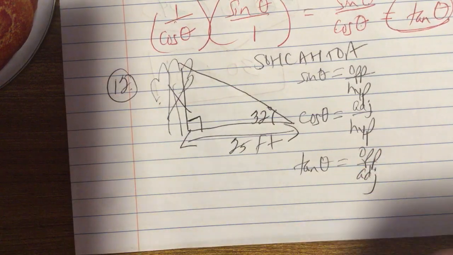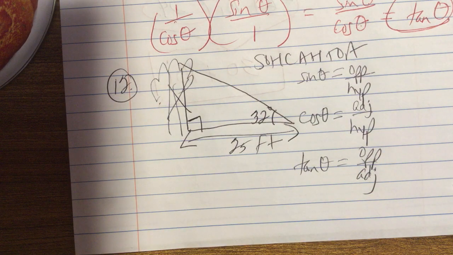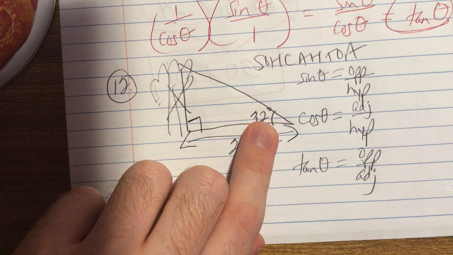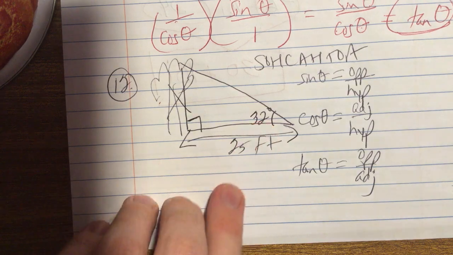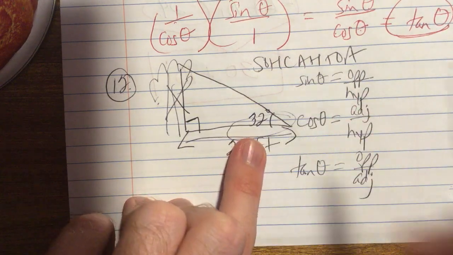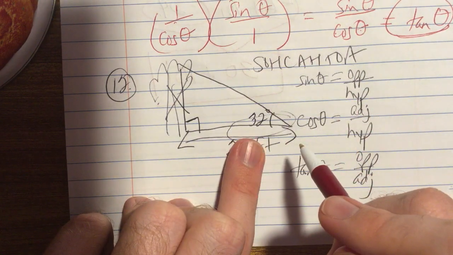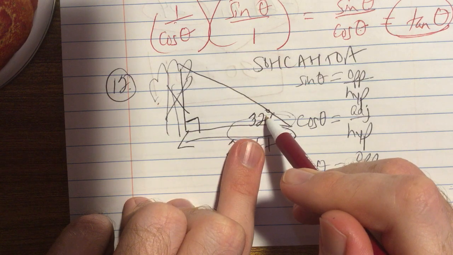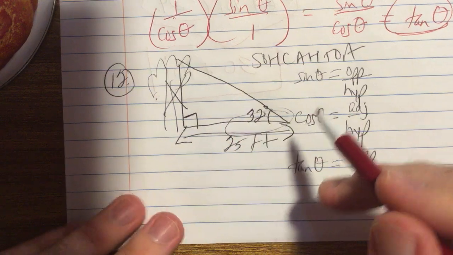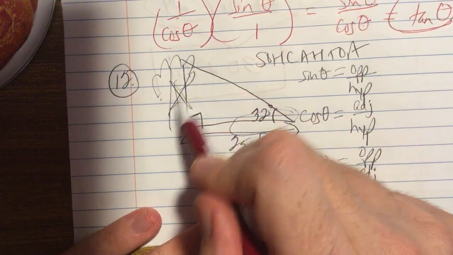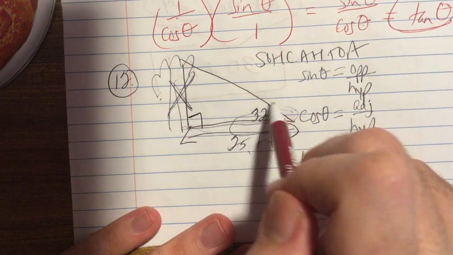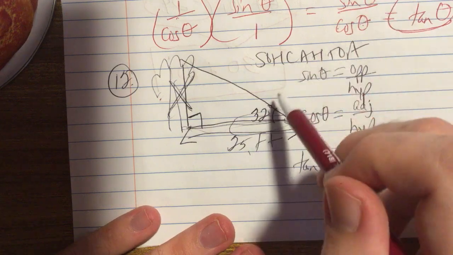The question reads, a tree casts a 25-foot shadow on a sunny day, as shown in the diagram. If the angle of elevation, right here, from the tip of the shadow, right here is the shadow, that angle of elevation from the tip of the shadow to the top of the tree is 32 degrees. What is the height of the tree, rounded to the nearest tenth of a foot? So we want to find this measurement of the tree, so that's X. We know this measurement here is 25, and we know an angle. So theta here is 32 degrees.